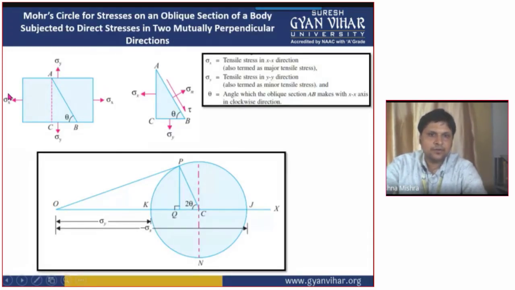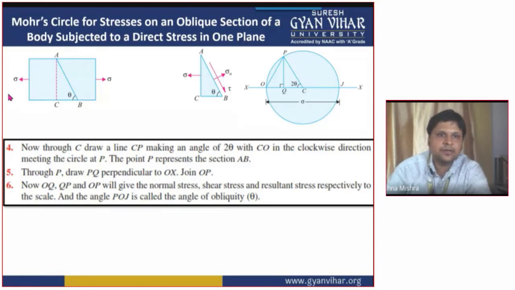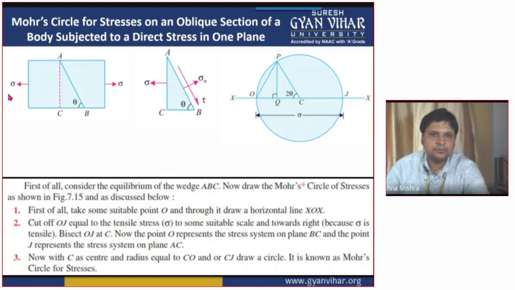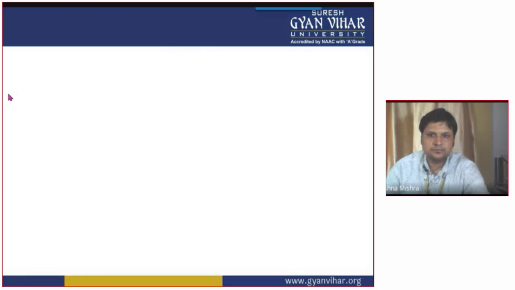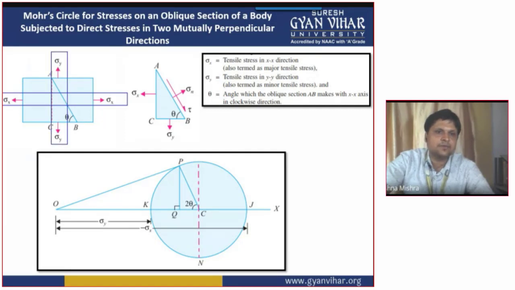This method we have discussed, students. One more thing is there: if the load is compressive, in that case also we can draw. Moving further, let's discuss the case of biaxial loading, meaning load along two directions in this way.